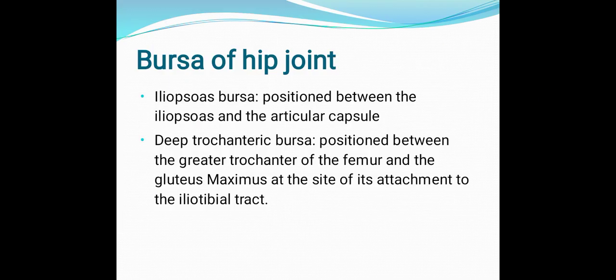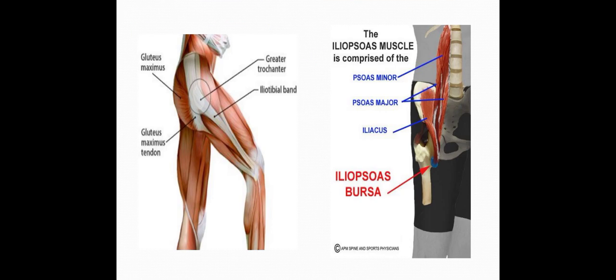Bursa of the hip joint. Several bursas are present in the surrounding tissues to assist with lubrication. The most prominent are the iliopsoas bursa and the deep trochanteric bursa. The iliopsoas bursa is positioned between the iliopsoas and the articular capsule, while the deep trochanteric bursa is positioned between the greater trochanter of the femur and the gluteus maximus muscle at the site of its attachment to the iliotibial tract. These bursas assist in lubrication and decrease friction between these structures. These are the muscles and the bursas.